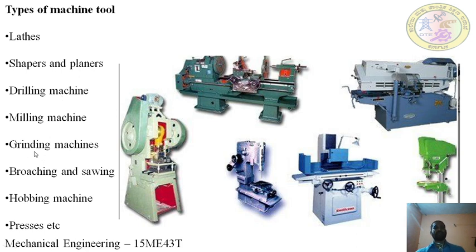The grinding machine is used for grinding purposes. The cutting tool of this grinding machine has abrasive particles bonded together in the grinding wheel. Small particles of sand, quartz or stones, diamond particles are bonded with the grinding wheel, and that will remove the material. Compared to single point or multi-point cutting tools, the grinding machine has small grits or stones. Next are broaching, sawing, hobbing machines and presses.